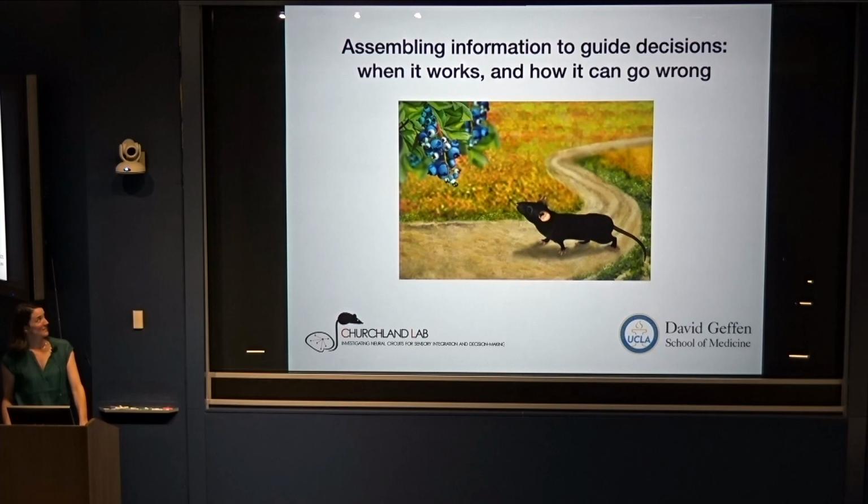I'm going to tell you today about decision making, and specifically assembling information to guide decisions, when it works and how it can go wrong. I've tried to set up the talk today so that it will be accessible to a pretty broad audience, to folks with quite diverse intellectual backgrounds. So do feel free to, in the Q&A, press me to dig deeper into any of the issues if you'd like to know more. So I think first we should maybe start with a definition.